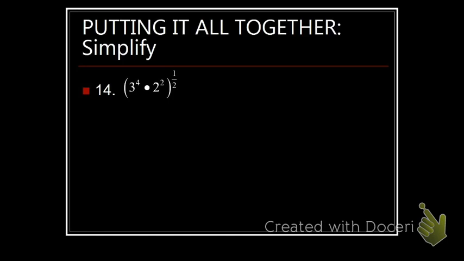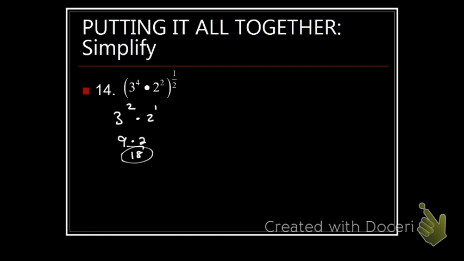Three to the, what's half of, what's 4 times a half? Okay, so 3 squared times 2, what's half of 2? 1. What's 3 squared? No, 3 squared is not 6. 3 squared is what? 9. 9 times 2 is 18.